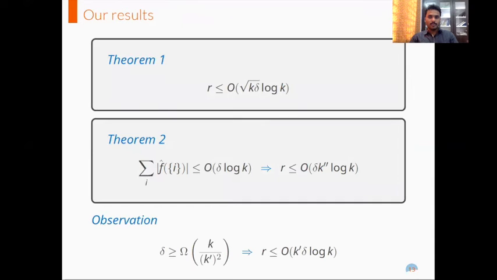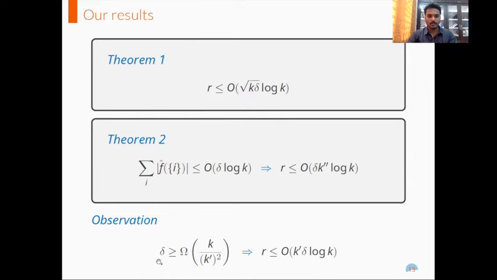Now let's jump on to our results. We improved these two bounds by Sanyal and Chakraborty et al. Our results improve on both the previous results. Firstly, we showed that R is less than square root of k delta log k, which is a better bound than square root of k log k, because square root of k delta is always less than square root of k. And we also improve on the bound of Chakraborty et al. by showing that R is less than order delta k double prime log k, by throwing in a delta term here.